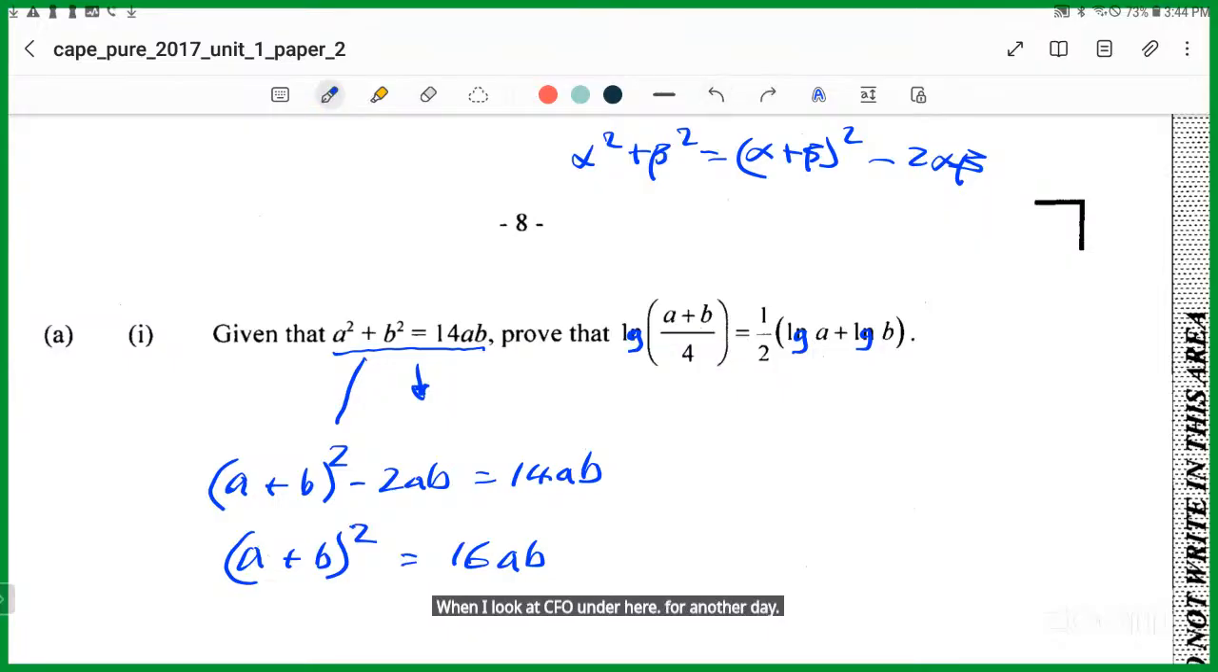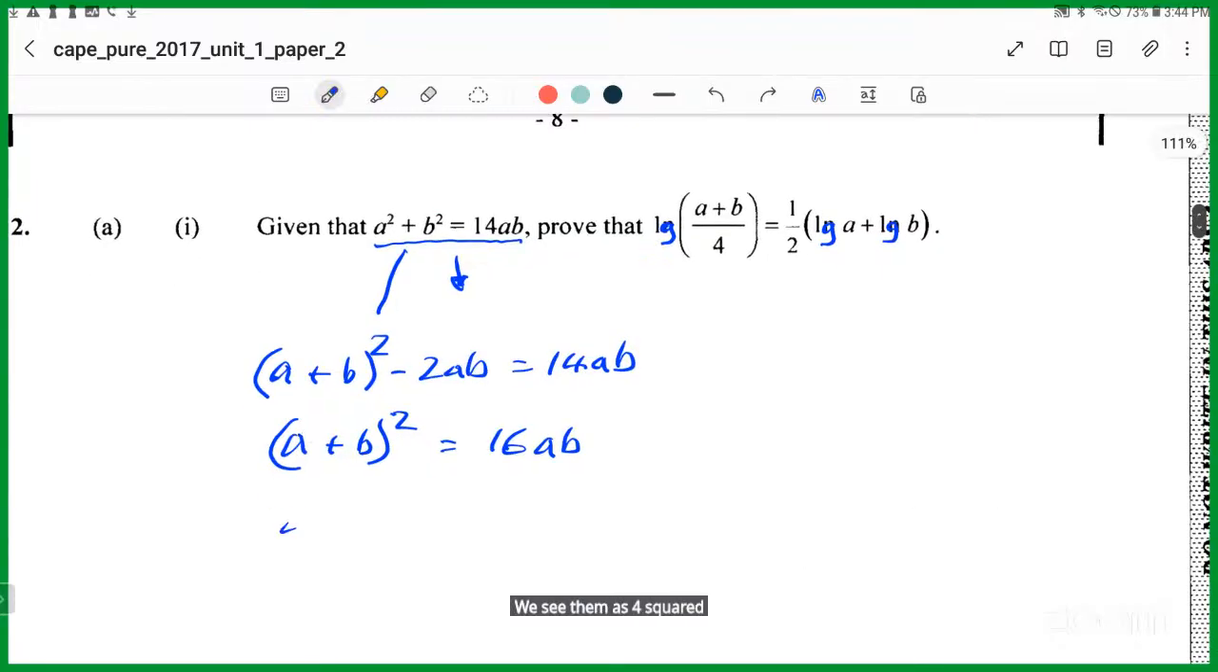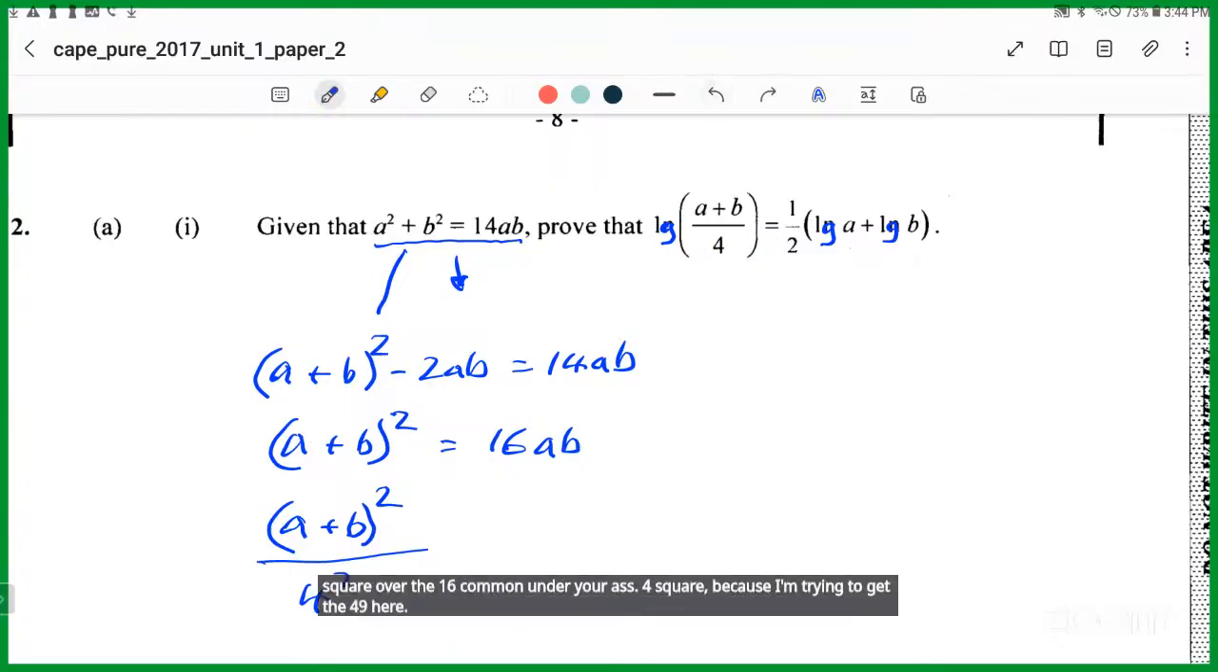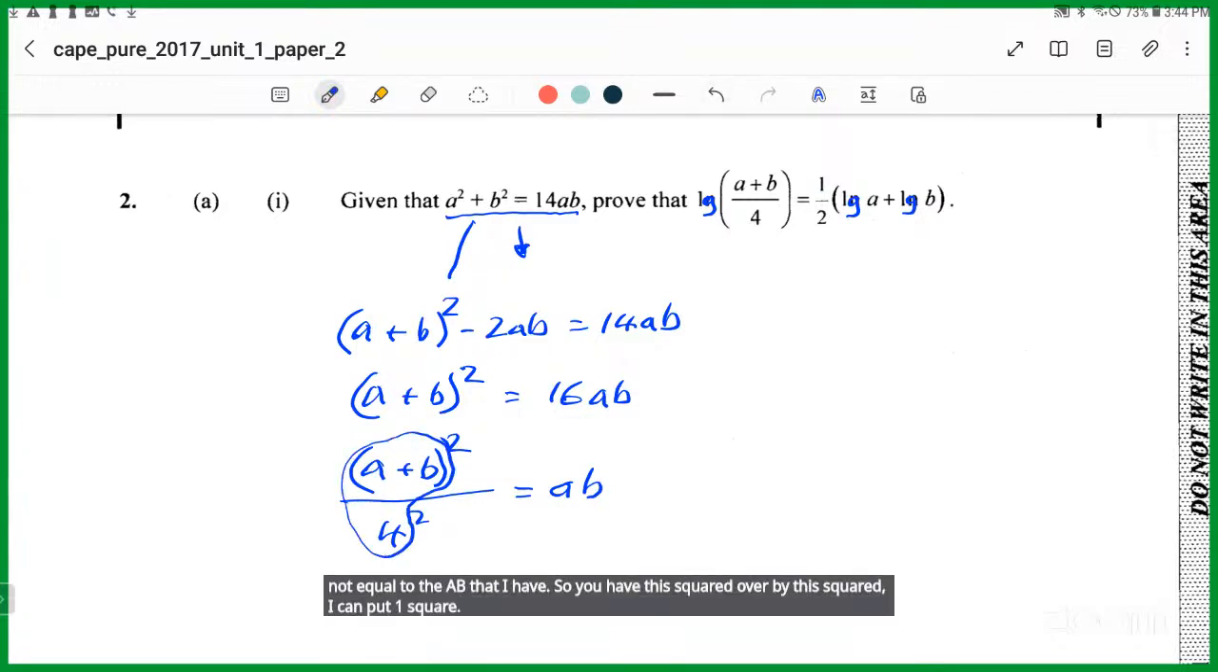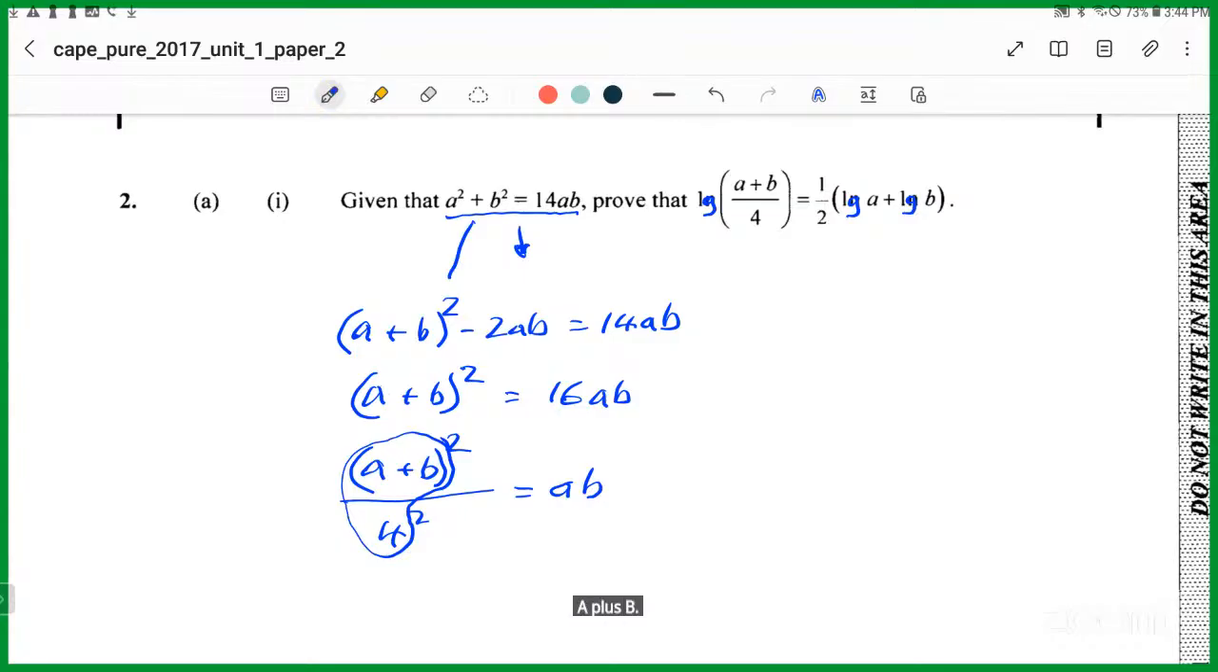So to get that 4 under there, I'm going to divide by the 16, which is the same as 4 squared. So I get a plus b squared over 4 squared, because I'm trying to get the 4 under here. That's now equal to the ab that I have. So you have this square divided by this square. I can put one square: a plus b over 4, all squared. That's now equal to ab.